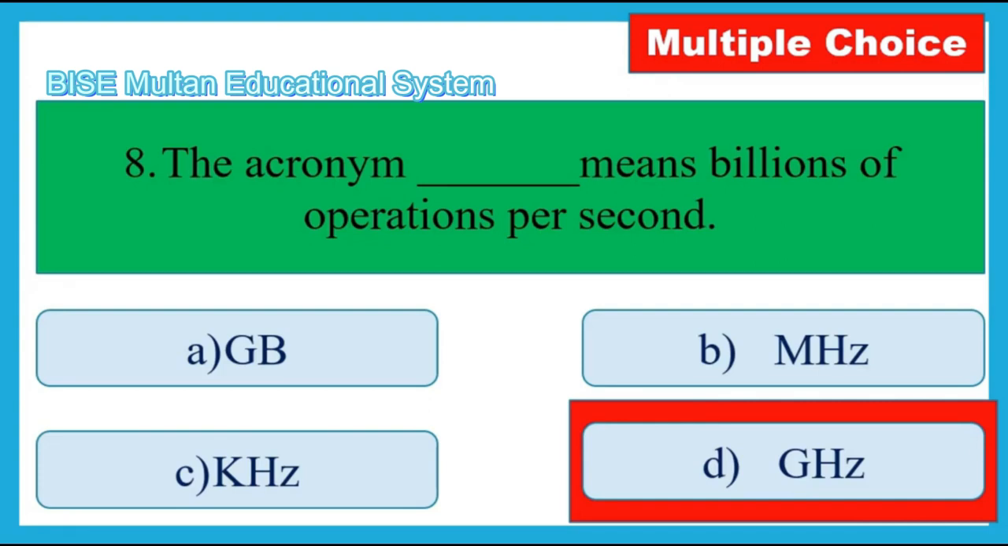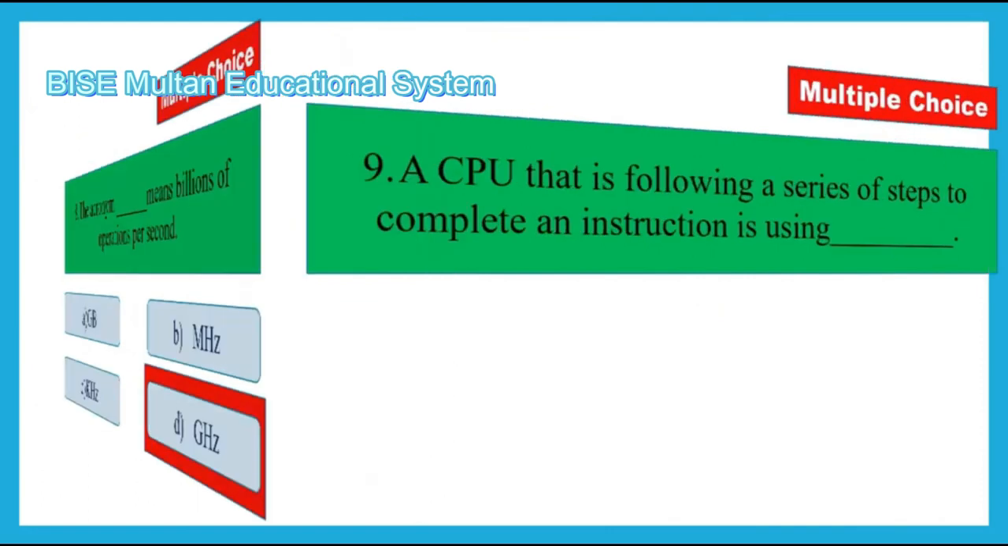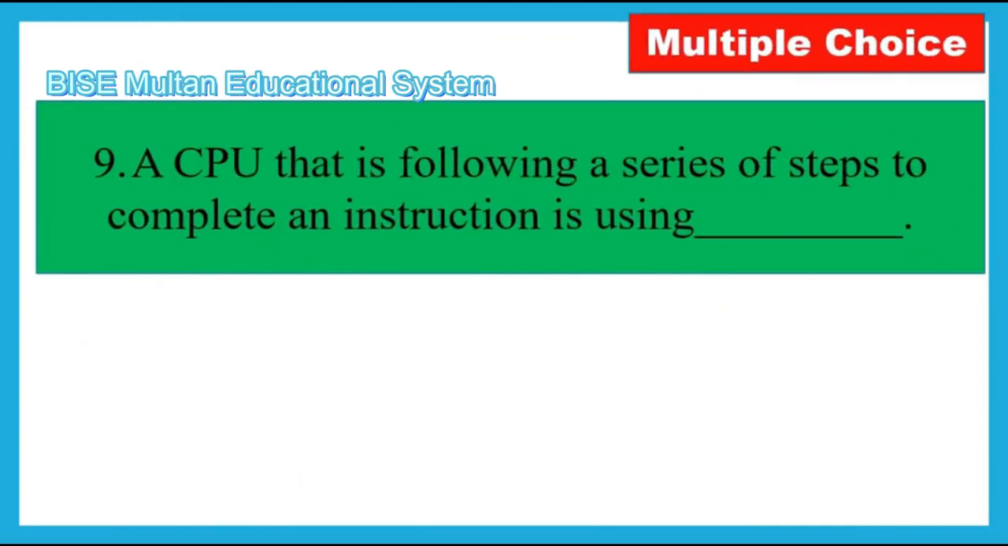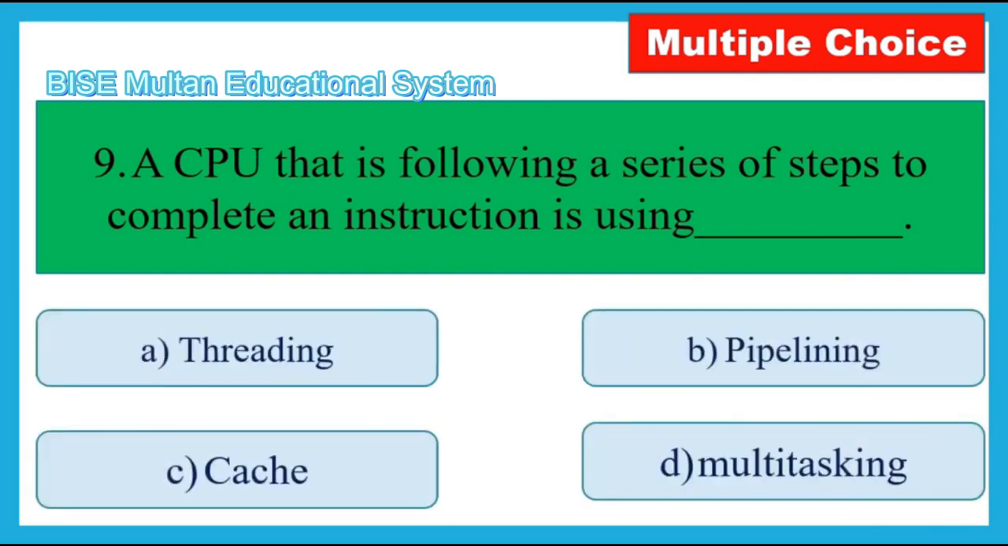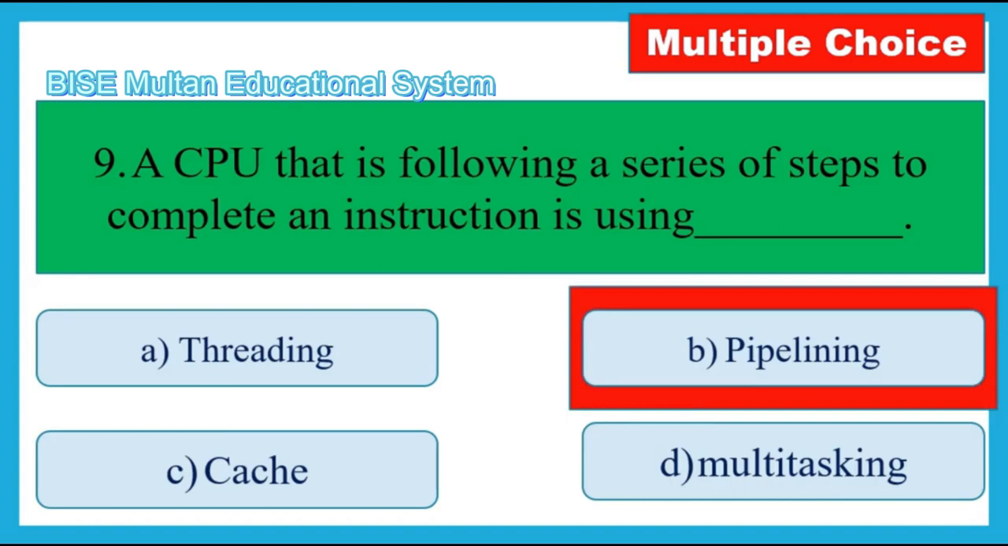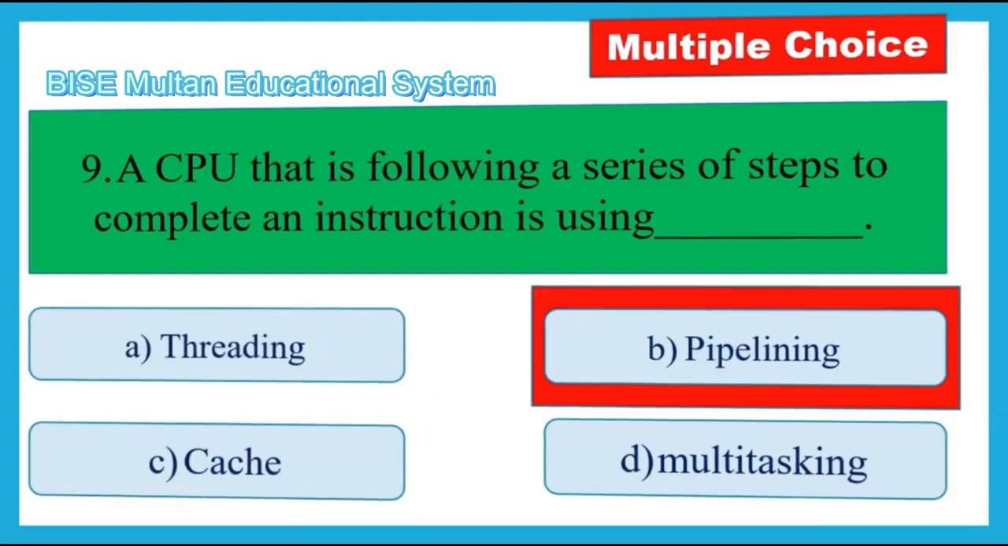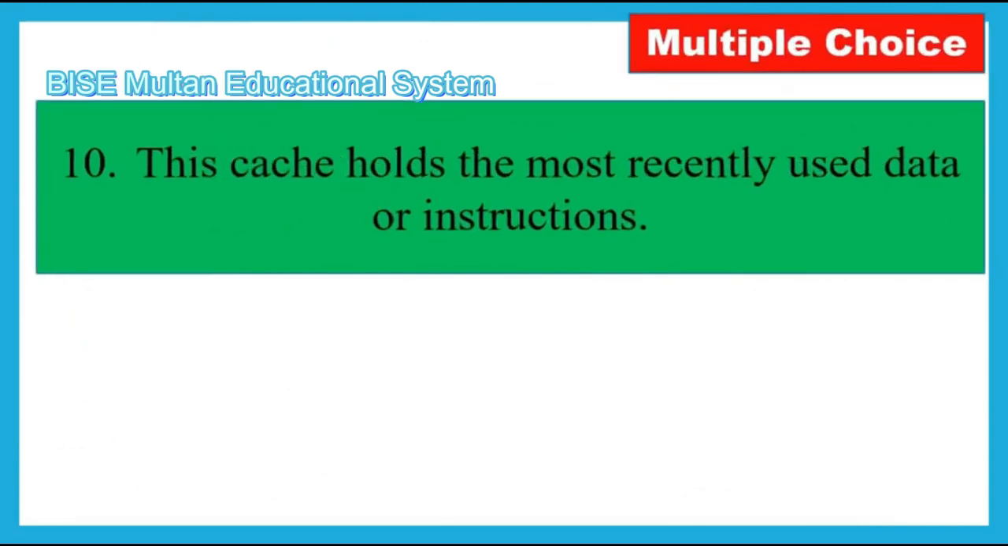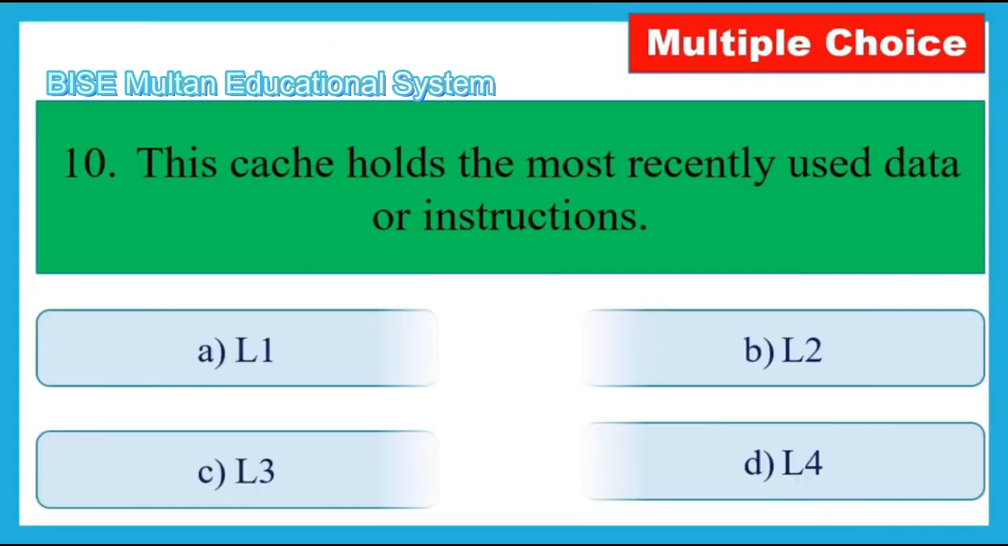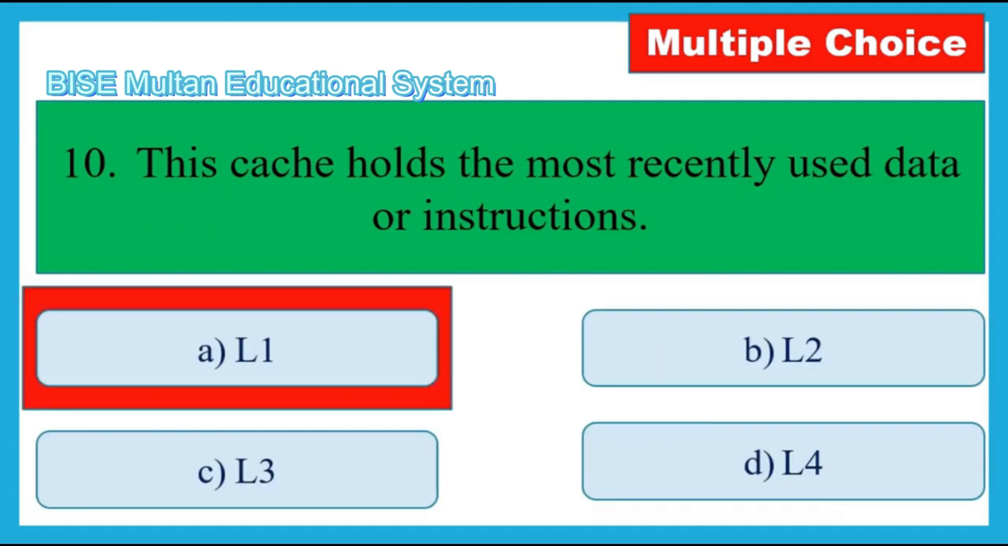Question number 9: A CPU that is following a series of steps to complete an instruction is using dash. The answer is pipelining. Question number 10: This cache holds the most recently used data or instructions. The answer is L1 cache.